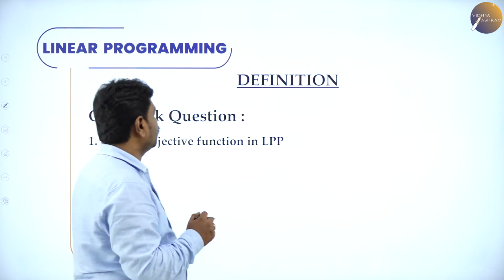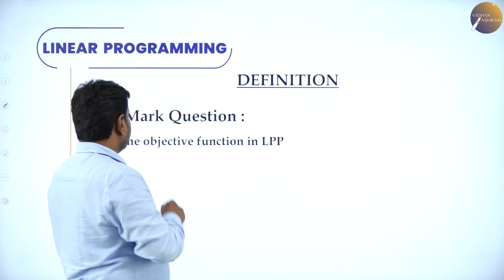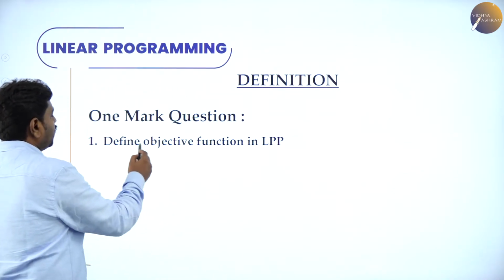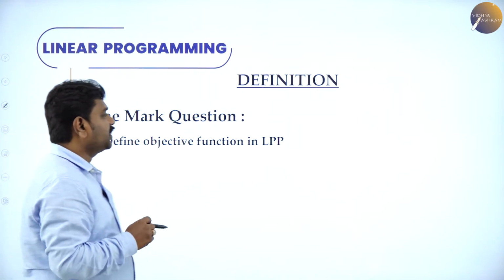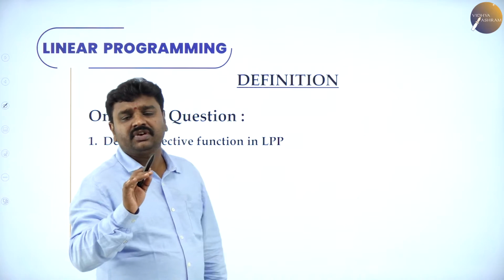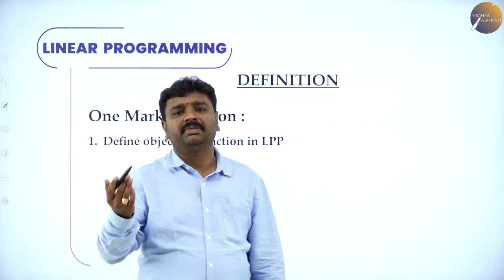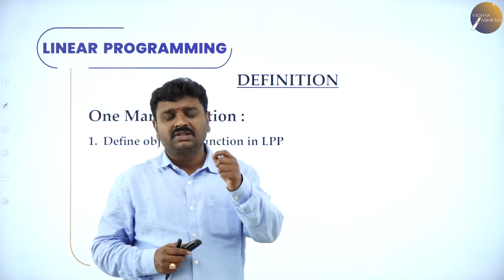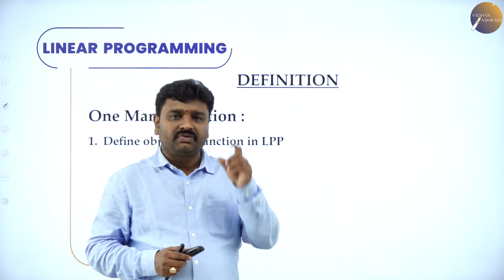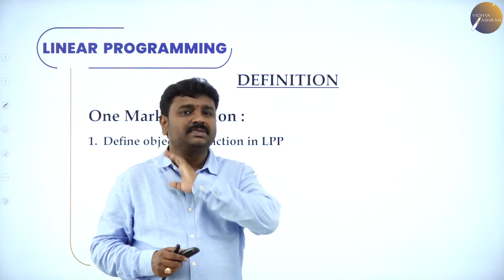So now coming to the definitions. The very first thing is: define objective function. These are all standard 1-mark questions for your board exam. Objective function means a function which we need to maximize or minimize. Sometimes they'll ask you to maximize the profit. Sometimes they'll ask you to minimize the cost.